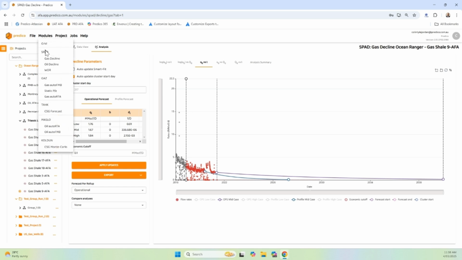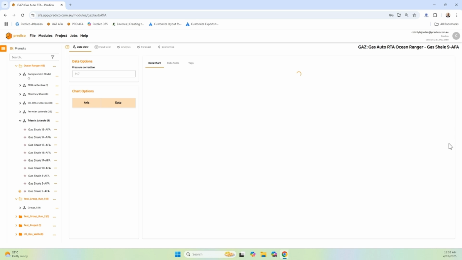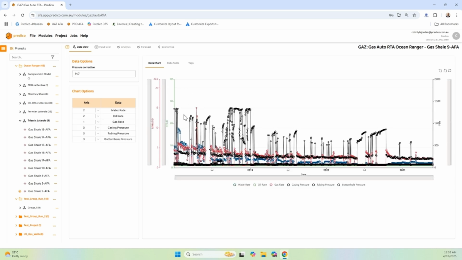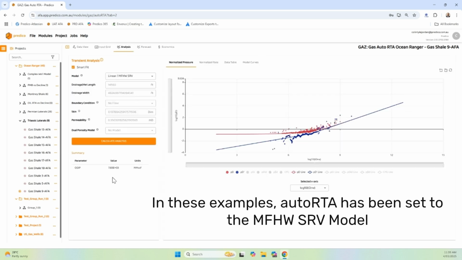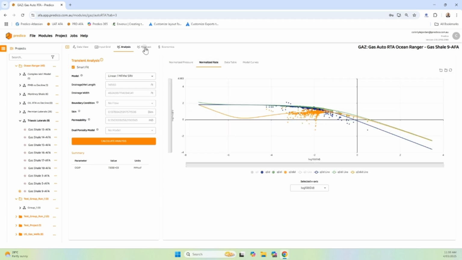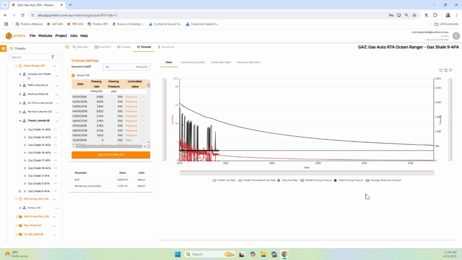Well, let's take a look at gas autoRTA. So similar to oil wells in the Permian, we have the raw data, we have some inputs, pressures, some basic petrophysical parameters, and we have a full-blown automated analysis. This is a 14,550 foot lateral, and this analysis is transient analysis. It's got normalized pressure, normalized rate, and of course the forecast is fully automated.